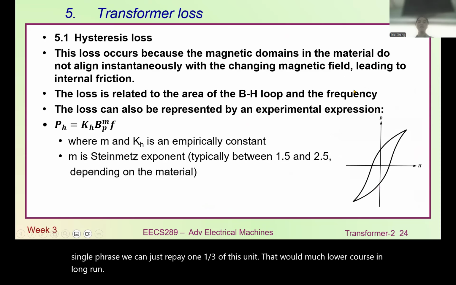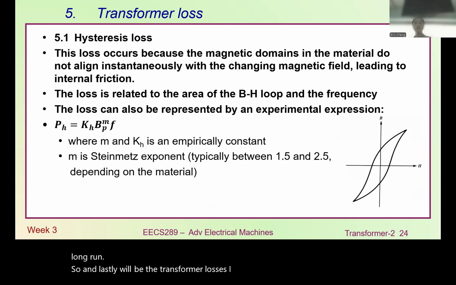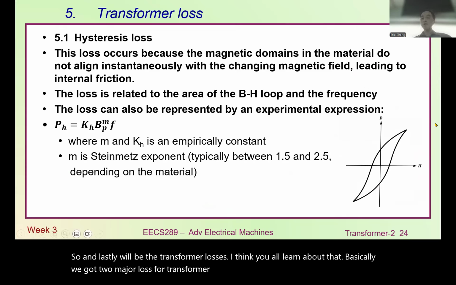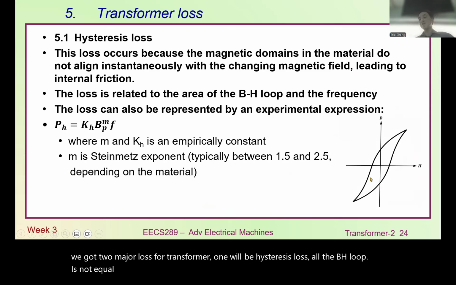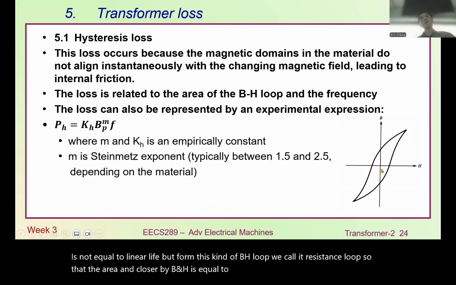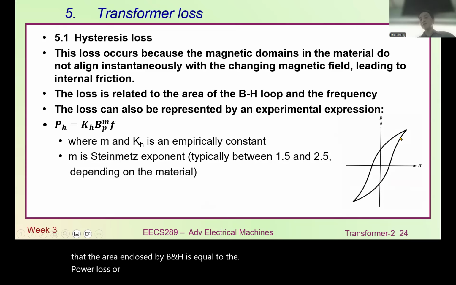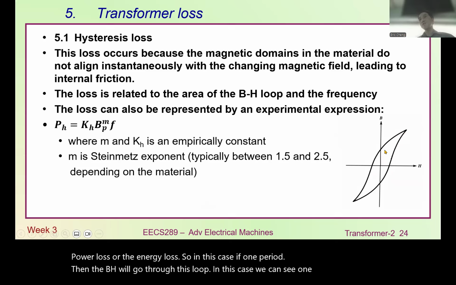And lastly will be the transformer losses. I think you all learned about that. Basically, we have two major losses for a transformer. One is hysteresis loss. The BH relation is not a linear line, but forms this kind of BH loop. We call it the hysteresis loop. The area enclosed by B and H is equal to the power loss, or the energy loss. So in one period, the BH will go through this loop, and we can see one energy loss within one period.